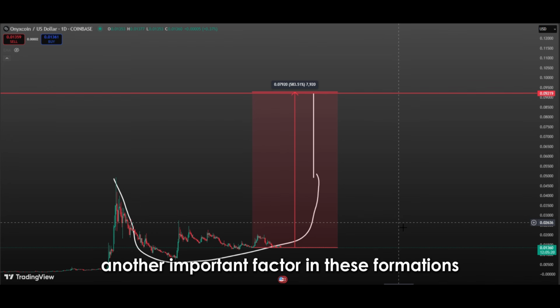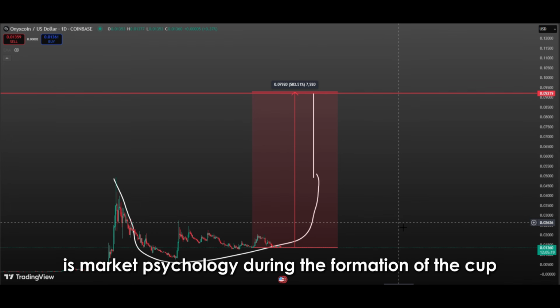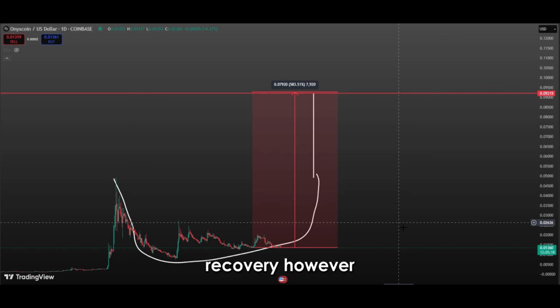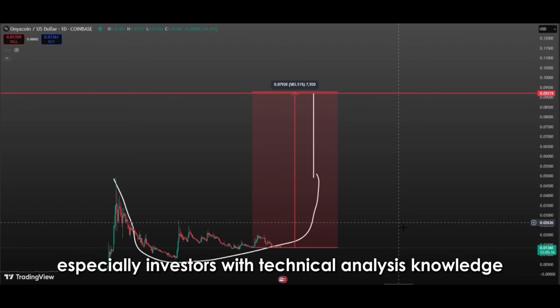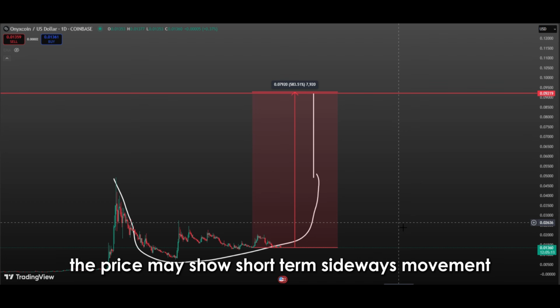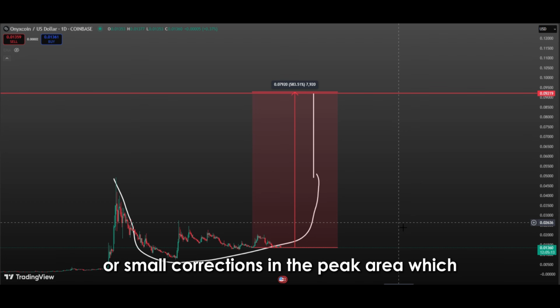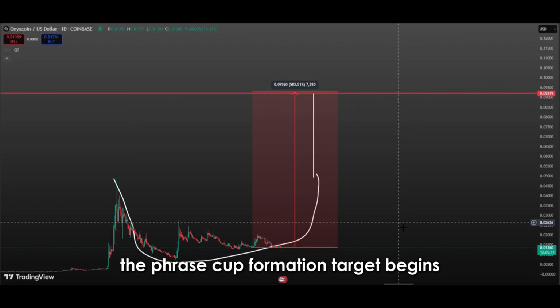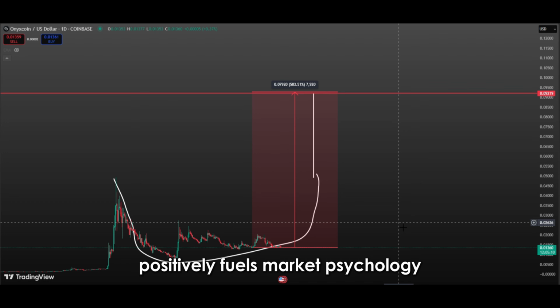Another important factor in these formations is market psychology. During the formation of the cup, most investors have either exited the market or do not believe in the possibility of a price recovery. However, as the price gradually rises and the formation becomes clearer, especially investors with technical analysis knowledge begin to notice the pattern. The formation of the right side and the approach to the peak area is like a countdown process. At this stage, the price may show short-term sideways movement or small corrections in the peak area, which can be seen as the market's preparation for the breakout. Once the resistance is broken, the phrase cup formation target begins circulating among investors, and this expectation positively fuels market psychology.